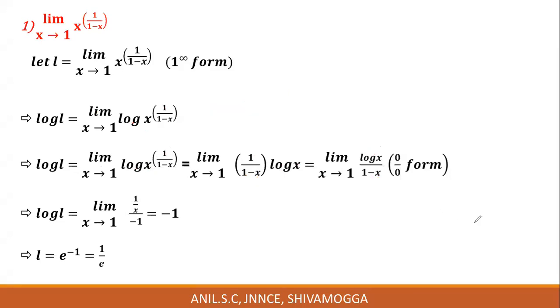Now apply limits. As x tends to 1, log 1. Log 1 is 0 divided by, as x tends to 1, 1 minus 1. 1 minus 1 is also 0. Therefore, this takes 0 by 0 form. Now we can use L'Hospital's rule. L'Hospital's rule means differentiate both numerator and denominator separately with respect to x without applying quotient rule.